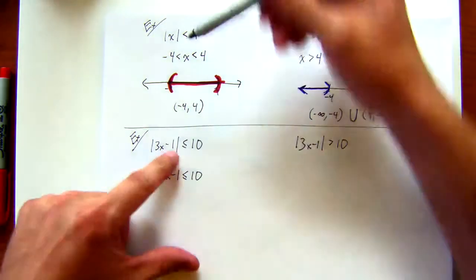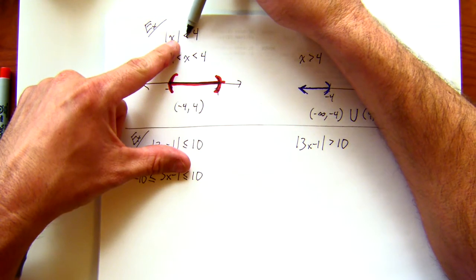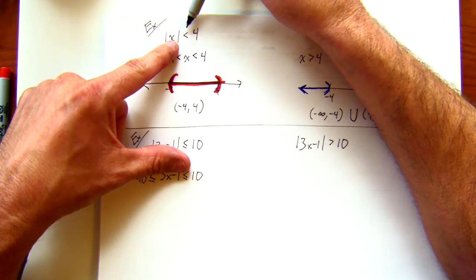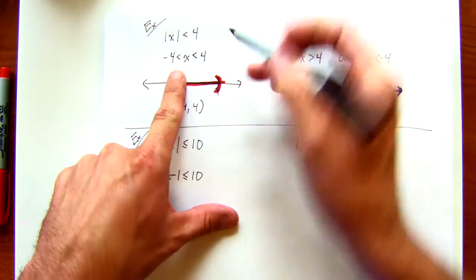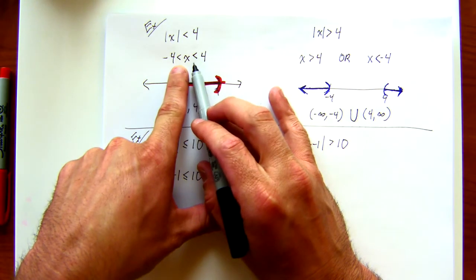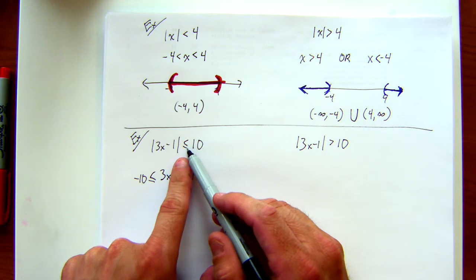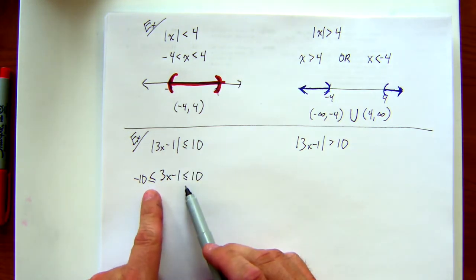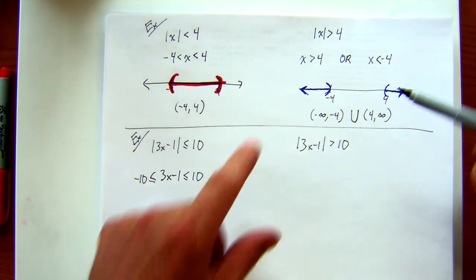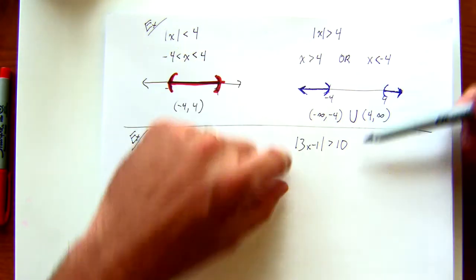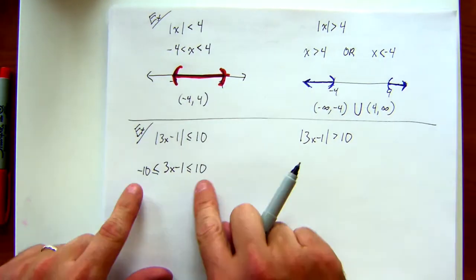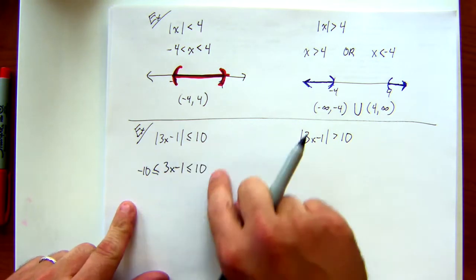Now notice here, in this example, it was strictly less than, did not have the or equals to. That means when I rewrote it in this form, I kept it that way. In this example, I have the or equal to part. So when I write it in this form, I keep that or equal part. Same thing in this example. Can you guys solve this?